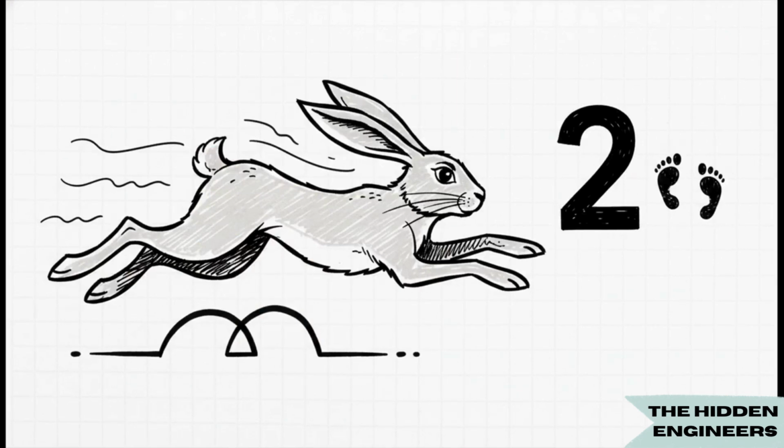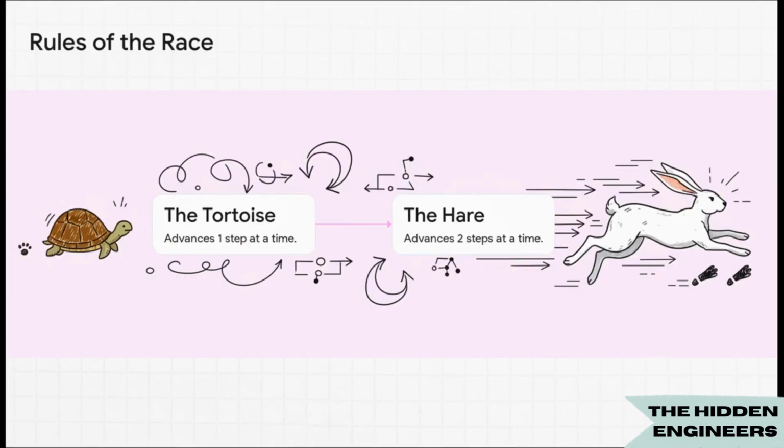And here's our second contender, the hare. Quick, confident, the hare is going to represent a second pointer that just zips through the data, moving 2 steps for every single step the tortoise takes. And that's pretty much it. The rules for our race are dead simple. The tortoise goes 1 step at a time. The hare, in that same amount of time, takes 2 steps. This simple dynamic is all we need, and believe me, it leads to a brilliant outcome.